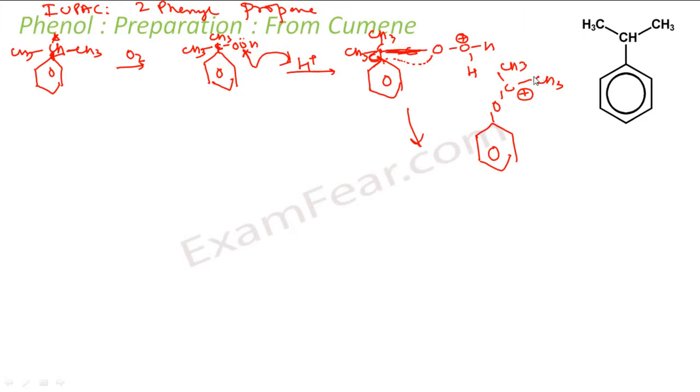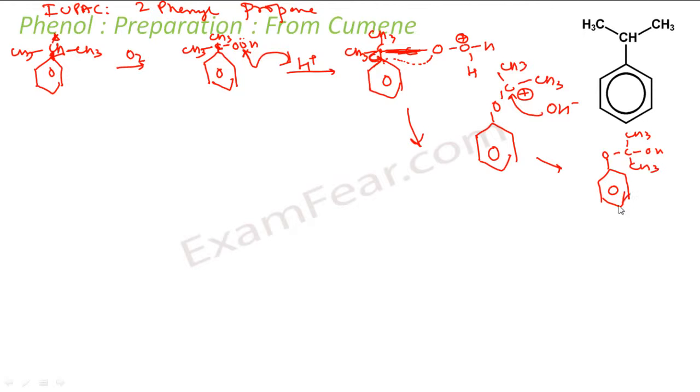Now what do I have to do? I have to add an OH minus to neutralize it. So I'll just add an OH minus here. Correct. So with this, you get this compound. Let me draw it here. O, C with OH here, CH3 here and CH3.